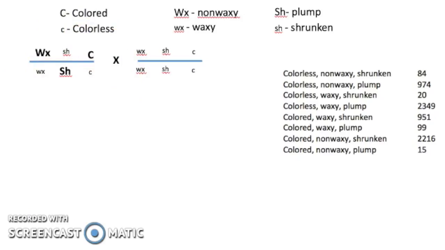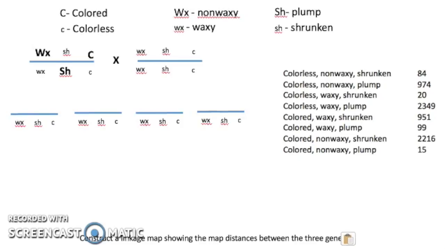building and identifying the linkage maps between the genes. The best way that I can do this is to lay out what the four offspring phenotypes would be in a recombination and kind of have that visual.